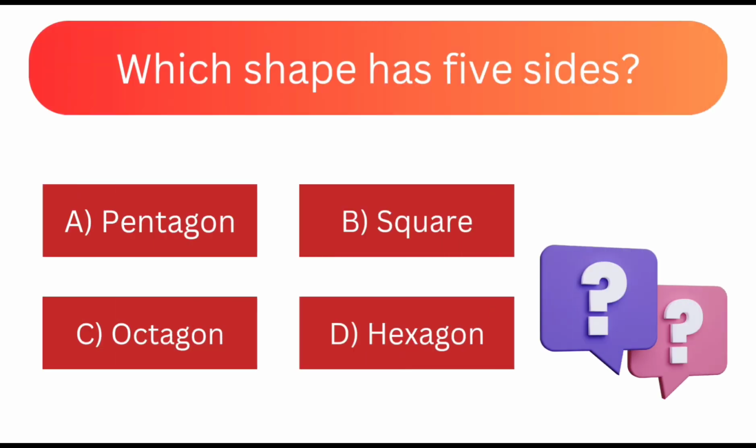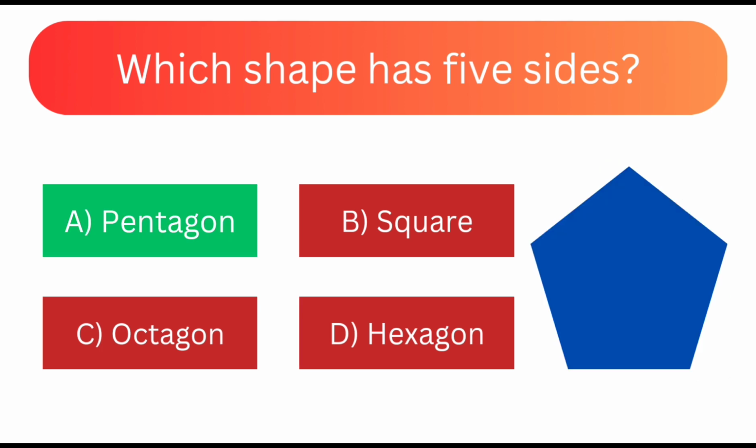Which shape has five sides? D is the right answer. Which shape has five sides? A is the right answer, pentagon.